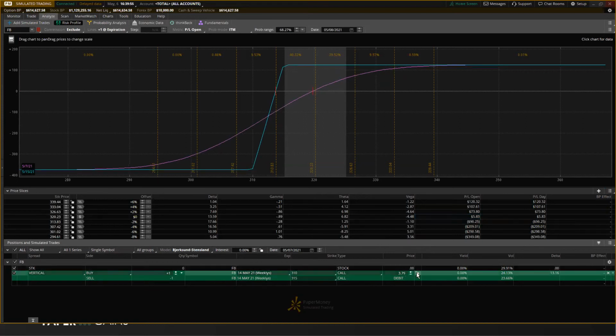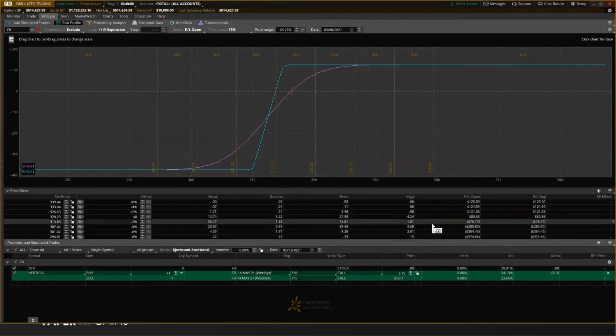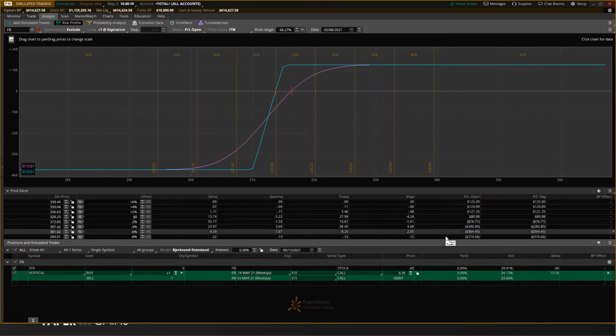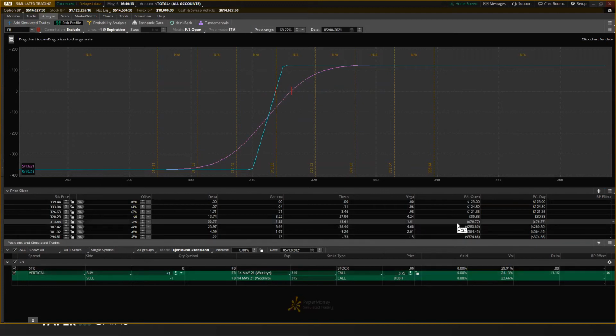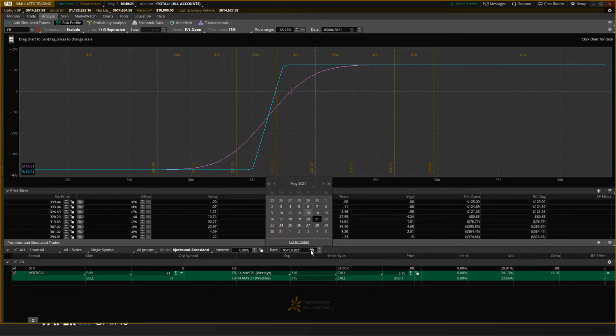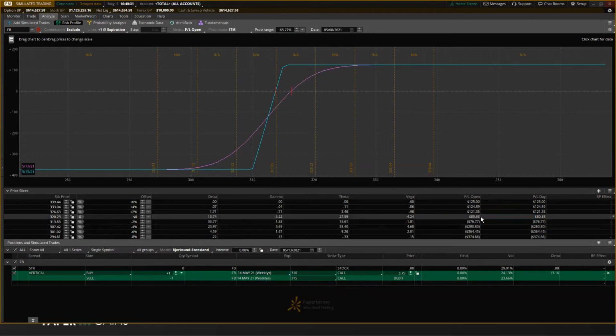But let's move this to expiration, the day before. If it closes at 313, which is $7 lower than it is today, I lose 75 bucks. If it closes exactly where it is today on next Thursday, this is Thursday the 13th, right here. The expiration is the 14th. So it closes on the 13th exactly where it is today, I make $80.